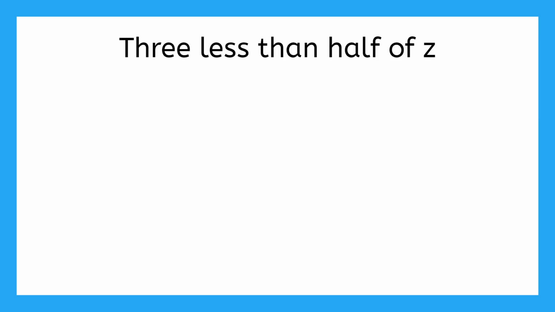Our next example is 3 less than half of z. To start off, we know that to have 3 less than something, we had to start with something, then subtract 3. We've been told that the thing we're subtracting from is half of z. There are 2 ways we could write half of z. We can either take z and divide it by 2, or we can multiply z by 1/2. Either way, we end up with half of z with 3 taken away. 3 less than half of z.